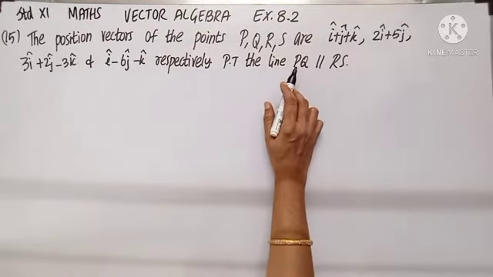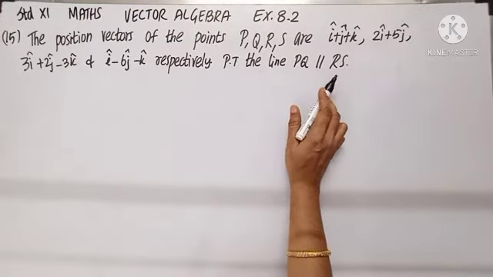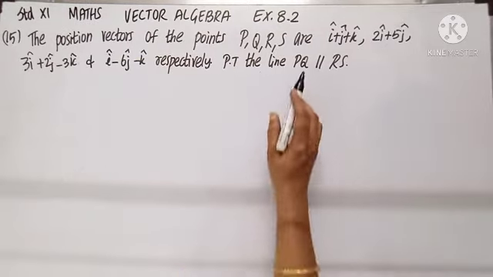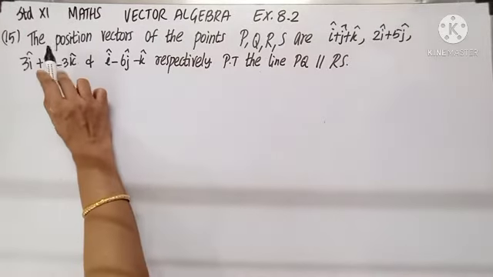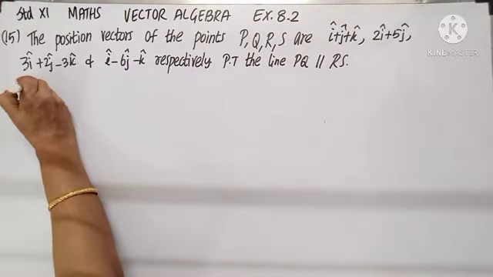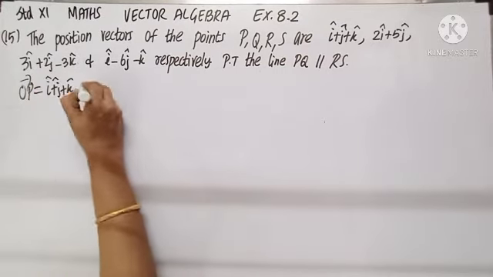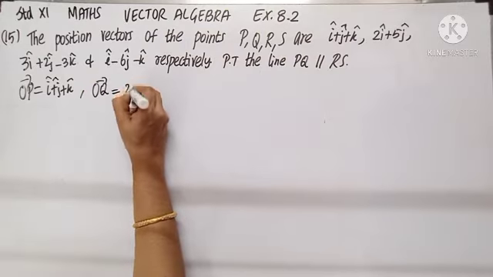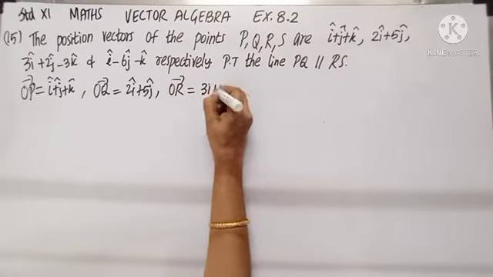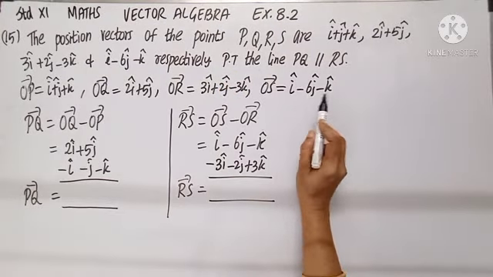To show, we need to find out what is PQ and RS. Whenever I want to declare two vectors are parallel, one vector is a multiple of another vector. Let us find out PQ. What is given actually? Position vectors. The word position vectors tells us we need to write OP. So OP is i plus j plus k. OQ is 2i plus 5j. OR is 3i plus 2j minus 3k. And OS vector is i minus 6j minus k.